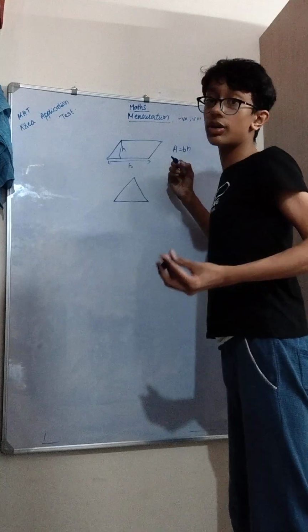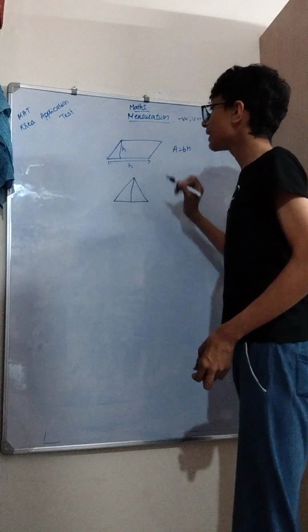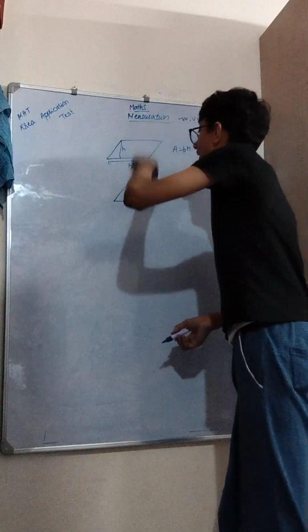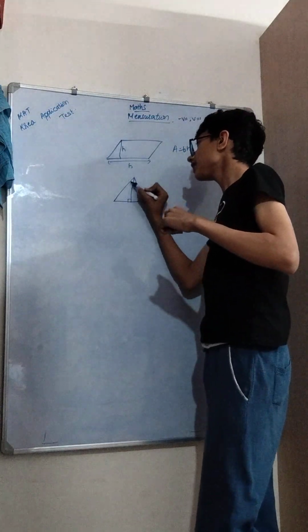Next one is a triangle. A triangle has zero diagonals, so we don't need to draw them. Now this will intersect in the middle. This was a bisector, a perpendicular bisector.